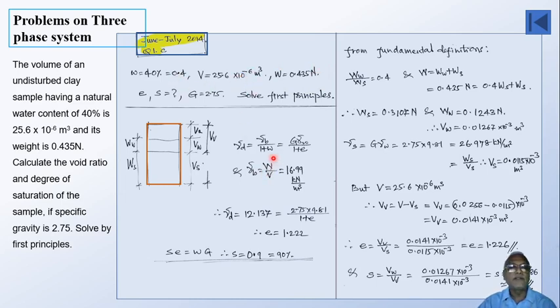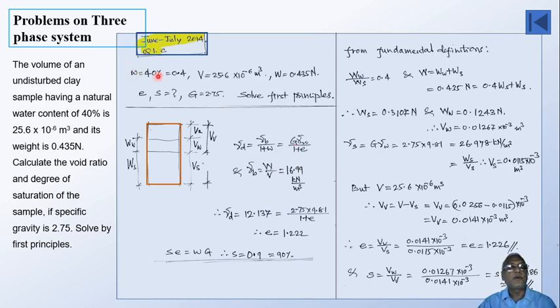So I can calculate weight divided by volume, that is weight per unit volume, and simply you have to take 0.435 divided by 25.6 into 10 raised to minus 6 meter cube. If I do that, I'll be getting 16.99 kilonewton per meter cube. I have converted this newton into kilonewton so that it becomes kilonewton per meter cube, in the sense 16.99. This is bulk unit weight.